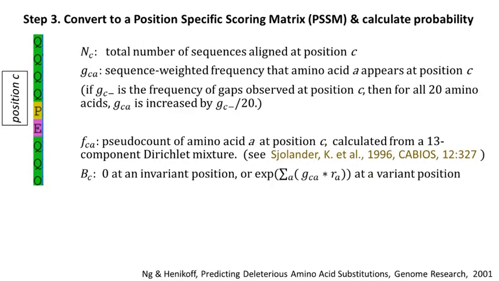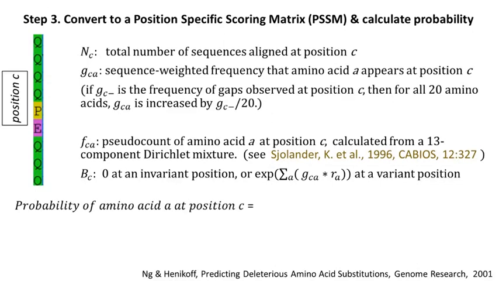Now, BC is defined to give the pseudocounts more weight relative to observed counts when the amino acids observed at a position C are more diverse. At an invariant position, BC is set to 0. At other positions, BC is defined as the exponential function of the sum over all 20 amino acids of the product of GCA with the rank RA of amino acid A among all amino acids in terms of BLOSUM 62 similarity with the reference amino acid.